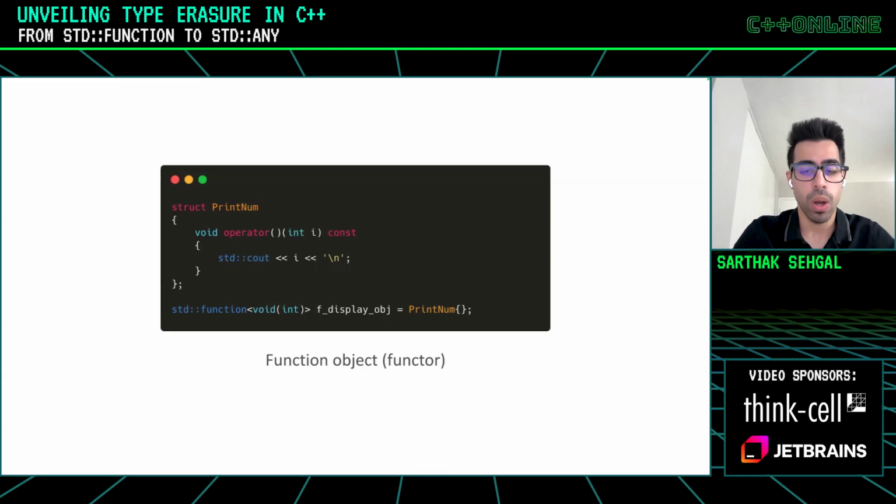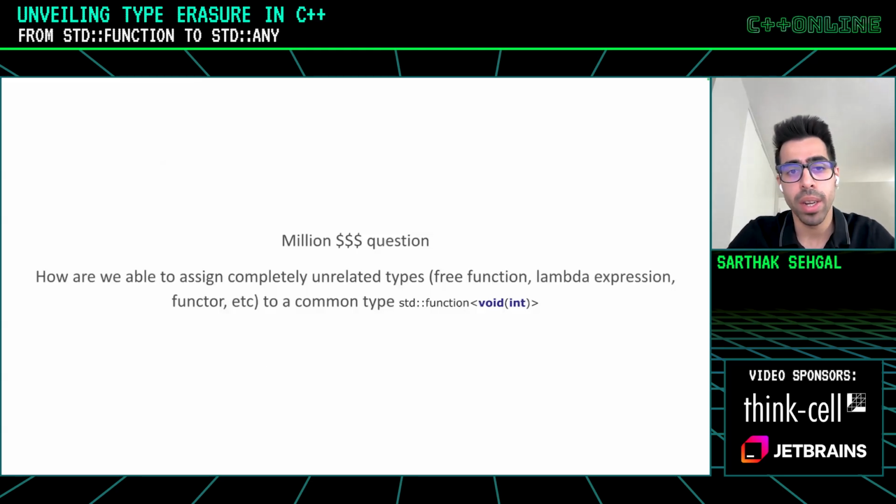So it seems like in C++, although it's a strongly typed language, even with the same type on the left-hand side, we were able to assign objects of three different concrete types to the std::function. This is where the general purpose and polymorphic part of the definition comes in. It is polymorphic in the sense that you can assign different types as long as the signature matches. So this raises a big question. How are we able to assign completely unrelated types, for example, a free function, a lambda expression, a functor, to a common type std::function, returning void and taking int as a parameter?